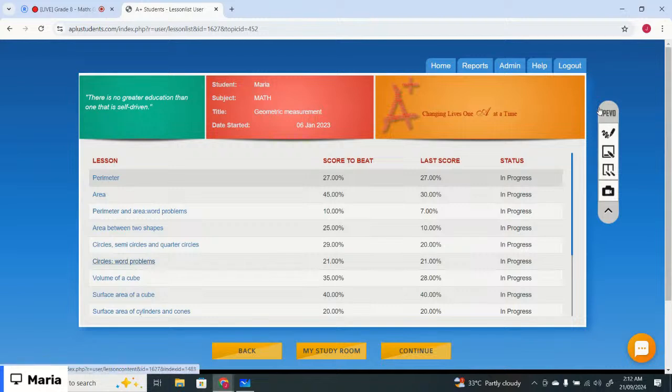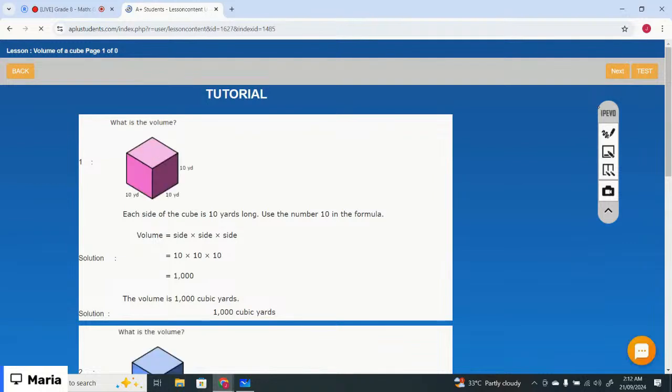The next lesson is circles. You can do the lesson on your own, right? The next one is volume of a cube. What is the volume? You are given the cube, you need to find the volume of the cube. Each side of the cube is 10 yards long. So we need to use the formula, that is volume equals side times side times side, right? So the correct option is 10 times 10 times 10.